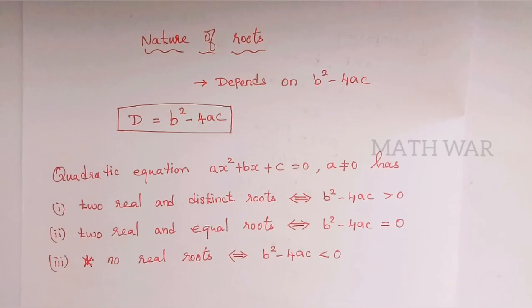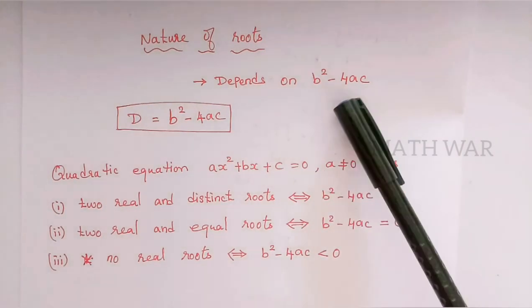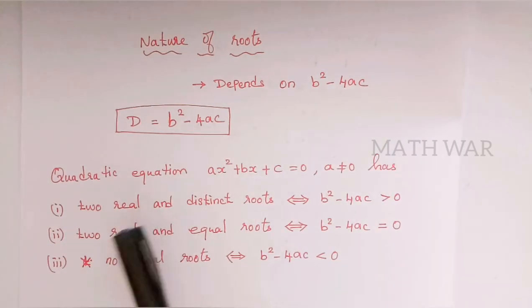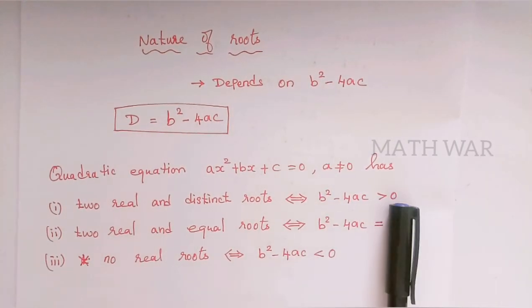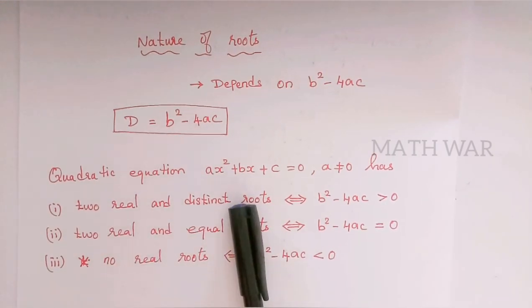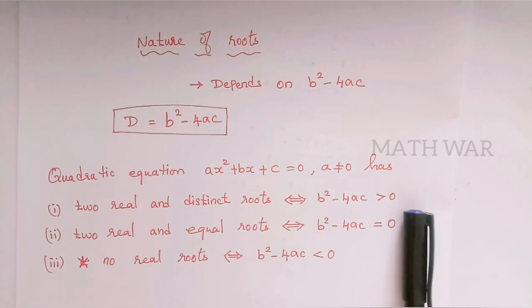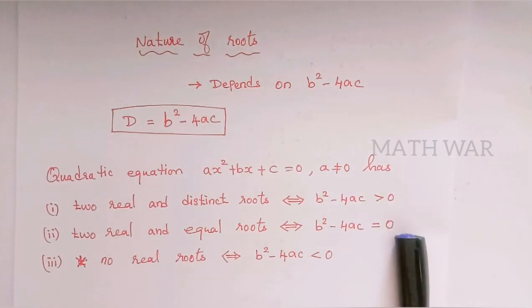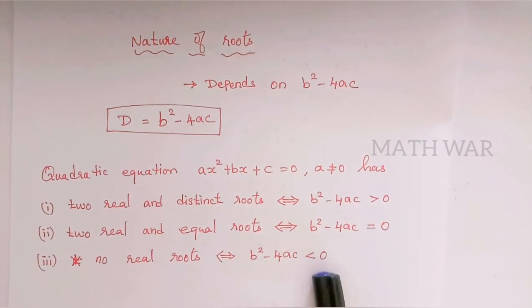Next concept is nature of roots. While solving the quadratic equation, the nature of the roots will depend upon b square minus 4ac, and this we used to call the discriminant. A quadratic equation ax square plus bx plus c equal to 0, where a not equal to 0, has 2 real and distinct roots, 2 real and different roots, when b square minus 4ac value is greater than 0. 2 real and equal roots if and only if b square minus 4ac value is equal to 0, and no real roots if and only if b square minus 4ac value is less than 0.